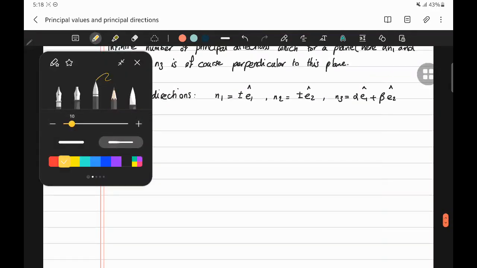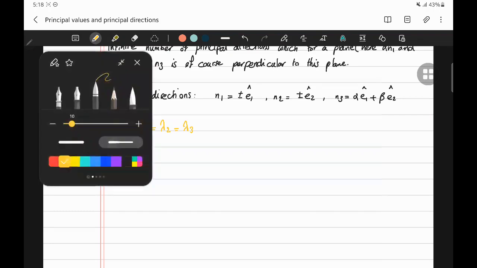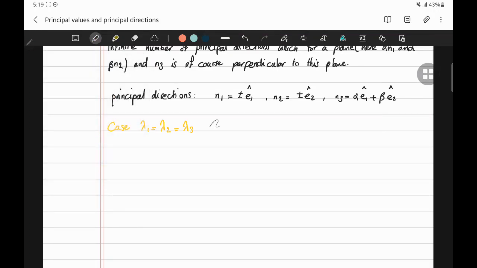And there exists another case where lambda 1 is equal to lambda 2 is equal to lambda 3. And for this, basically any vector is a principal vector. So in other words, you have infinite sets of mutually perpendicular principal directions for this case. We already had this case in, let's say, example 2.2.1.